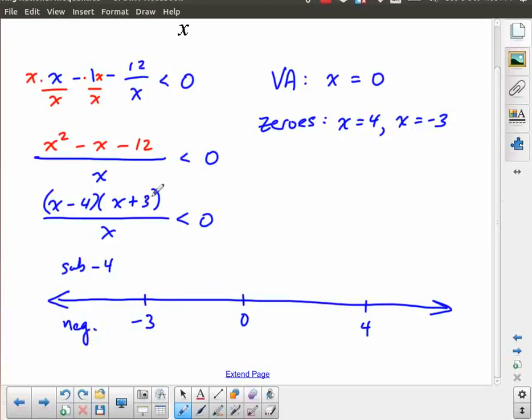Is a negative answer going to be less than 0? Yes, a negative answer is less than 0. So this would be part of my solution. From negative 3 to the left would be part of my solution. And would it include negative 3? It would not, because of the less than sign.